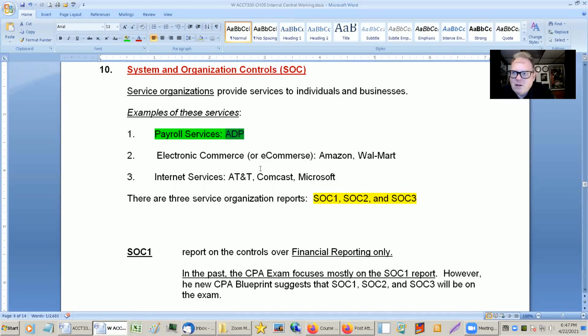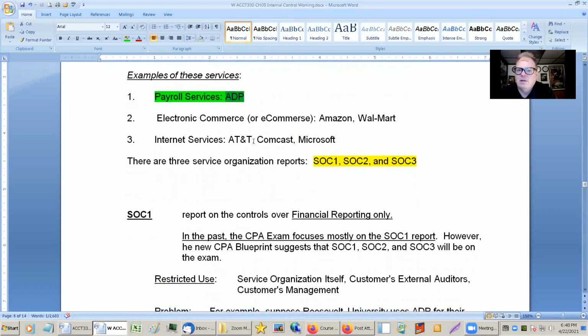But ADP cannot have thousands of auditors walking through the place. So what do they do? That's where these SOC reports come in. So these SOC reports are one auditor, a firm, will get the audit. They will go in and do tests of the controls and so forth and write a report.